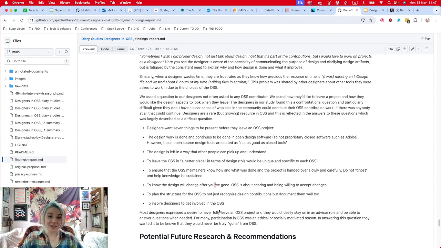It looks like I didn't actually edit some of the typos in the markdown file, but anyway, there's knowing that design will change after a designer has gone. Designers need to come to the realization that if they leave a project, other designers or other people may come in and change those things. That's a process that needs to be facilitated within the project, or by the designer within the project. But yeah, also inspiring other designers to get involved as well.